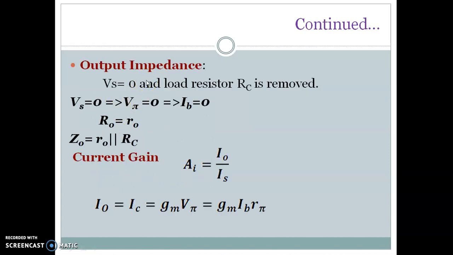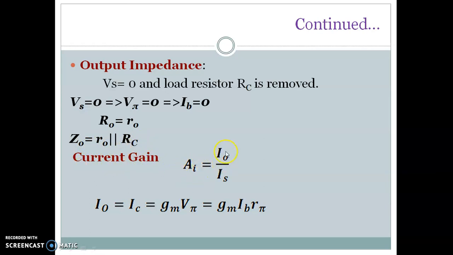Next, output impedance. To calculate your output impedance, we make your Vs equal to 0 and the load resistor is removed. When Vs is 0, V pi is 0, IB is equal to 0. So once your V pi is equal to 0, your current source gm V pi becomes open circuited. Therefore from the output terminal, if you see the impedance, you can find it's only R0. But when we include your RC bias resistance also into account, then it becomes R0 parallel RC.